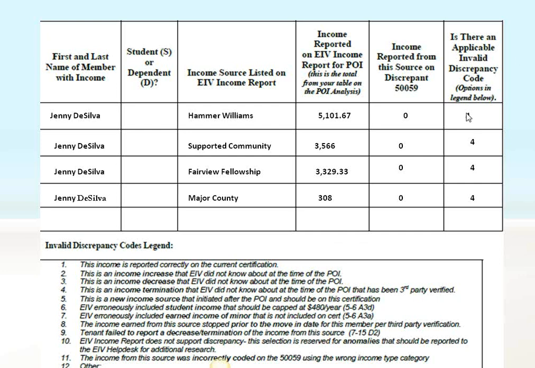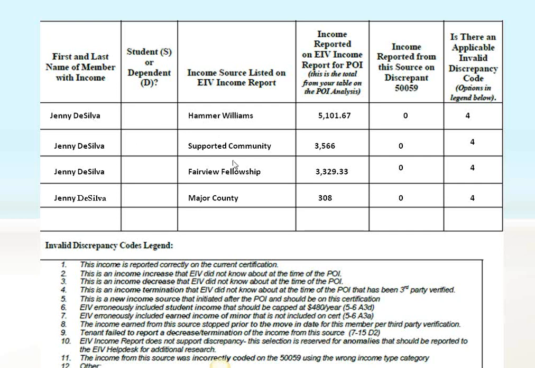If there were to have been an income source here where you had no explanation why you weren't still putting it on the 50059, it would be really obvious. And in those cases, you would probably have an undisclosed income source and you would know that this is a valid discrepancy and you're now seeing income that needed to have been on historical certs. But that's not the case with this one.